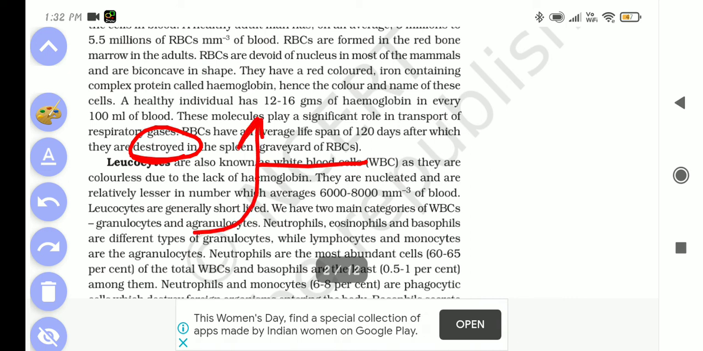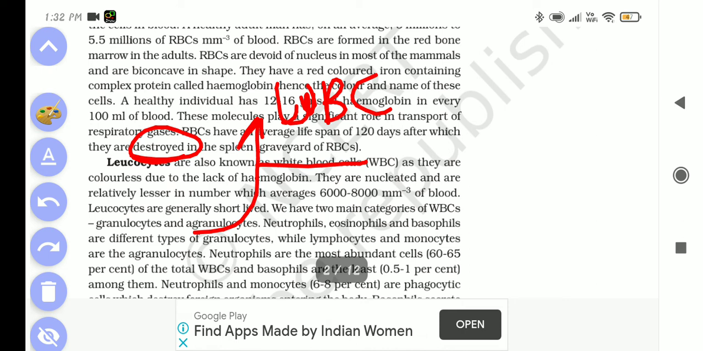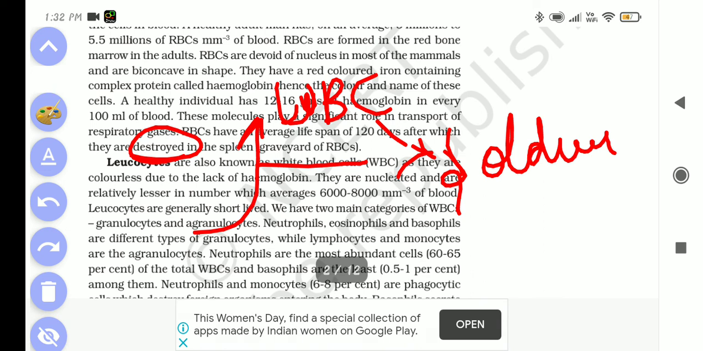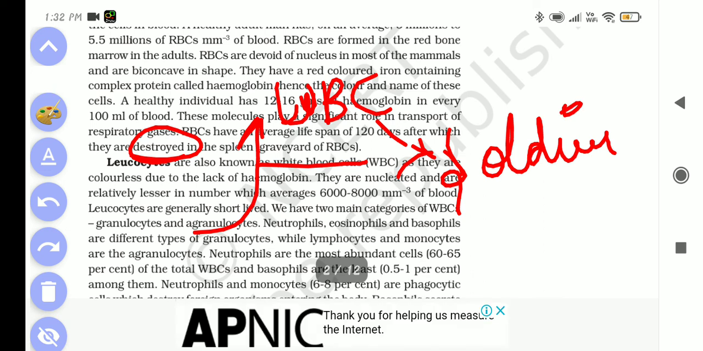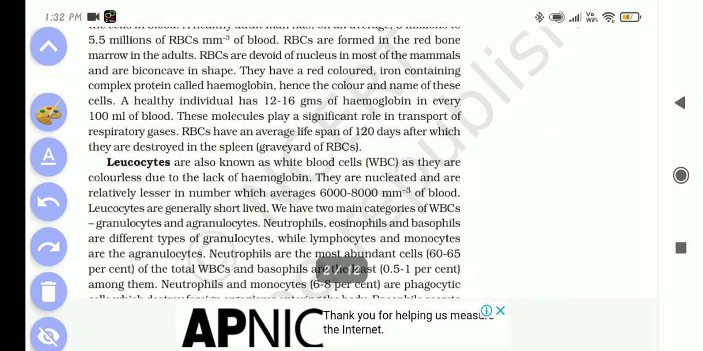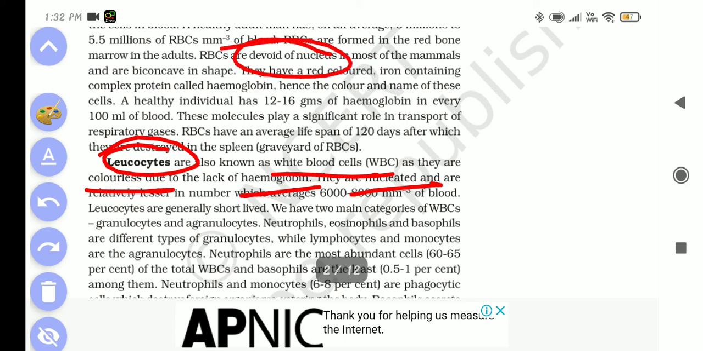Leukocytes are nothing but WBCs, and when we were children we used to call them the soldiers of our body, right? Because they used to kill all the foreign material. So they are called the soldiers of our body, and they are called leukocytes. They are colorless because they don't have hemoglobin. That's the reason why they don't look red, and they are colorless, and they are nucleated. RBCs were devoid of nucleus, but these have a nucleus.